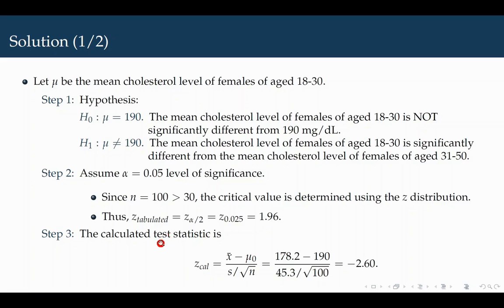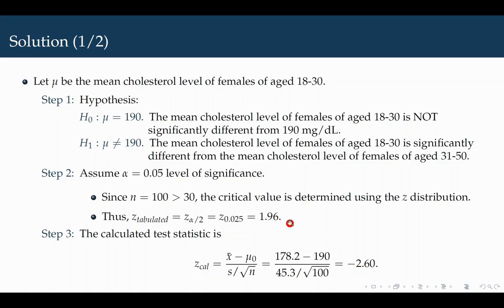Next we have to obtain the calculated value of the test statistic based on the standard normal distribution or Z distribution. So the calculated value of the test statistic is x bar minus mu naught, which is the value assumed under the null hypothesis, that is 190, divided by the sample standard deviation divided by root n, or the sample size. So it becomes 178.2 minus 190 divided by 45.3 over root 100, and this becomes minus 2.60.